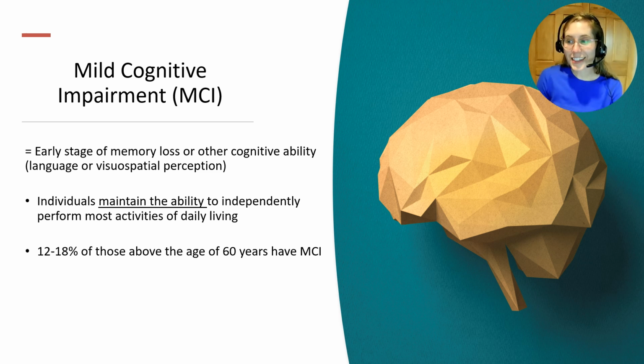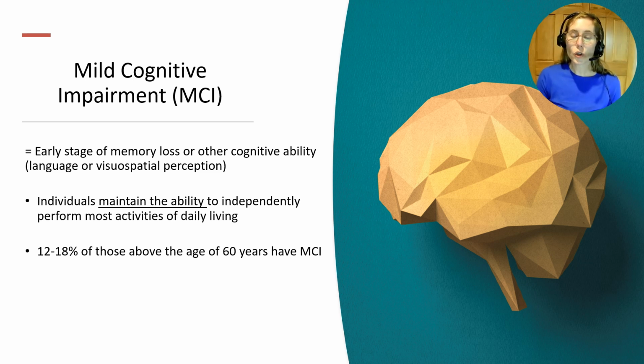Okay, so let's take a second to define mild cognitive impairment, or MCI, that I keep referring to. This is an early stage of memory loss or other cognitive ability, such as language or visuospatial perception, or one of the other cognitive aspects that we referred to on the earlier slide. But here, in comparison to dementia, individuals maintain the ability to independently perform most activities of daily living. So you can really see that severity difference. So this is considered an intermediate state between normal cognition and dementia. So there are objective cognitive impairments, but no decline in overall level of function.